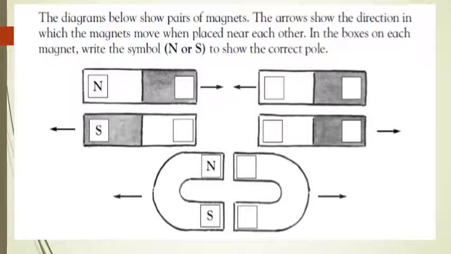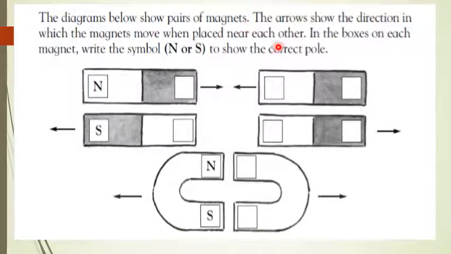Now let's do this small classwork. The diagrams below show pairs of magnets. The arrows show the direction in which the magnets move when placed near each other. In the boxes on each magnet, write the symbol N or S to show the correct pole.